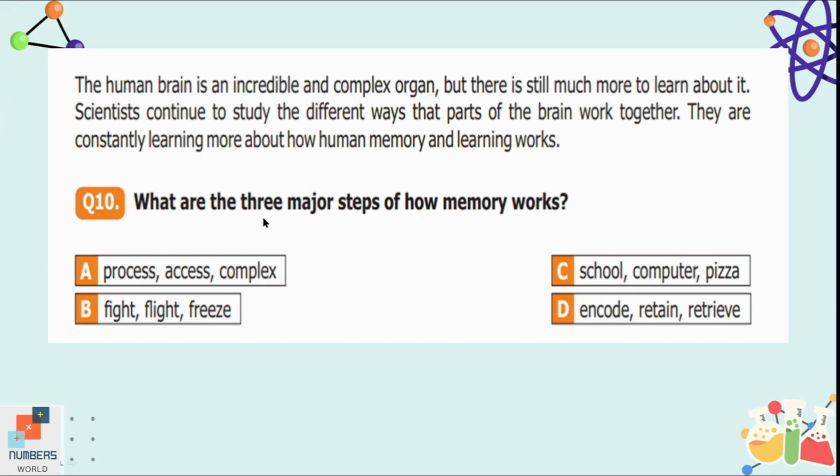Question number 10. What are the three major steps of how memory works? Option A is process, access, complex. Option B is fight, flight, freeze. Option C is school, computer, pizza. Option D is encode, retain, and retrieve. So option D is the correct option here, which I have highlighted in the first paragraph as well.